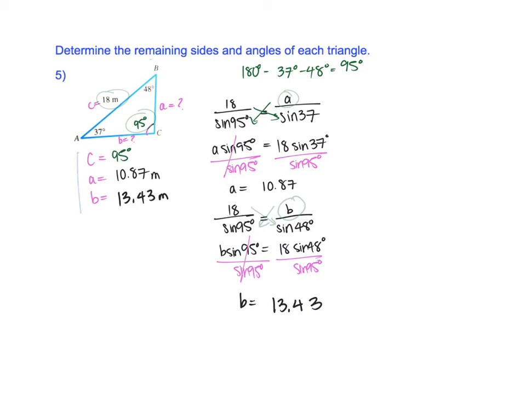Let me grab a highlighter. So that's all 3 of the pieces that are missing. I hope that helps you out and gives you a better idea of how you can solve an entire triangle using the law of sines. Let's do one more together.